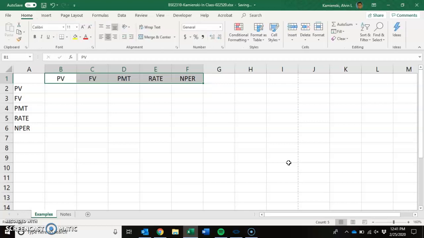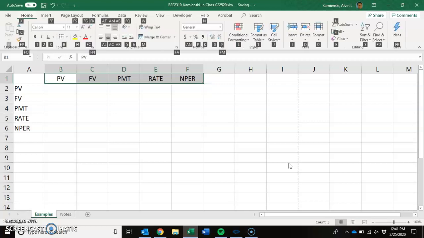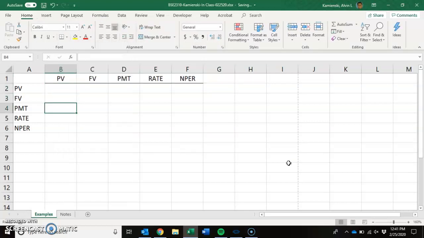Center them and underline them. I drew a bottom border. I didn't underline. Underline would be Control U. This was Alt H B O, or right here, bottom border. Present value, future value, payment, rate, and time.